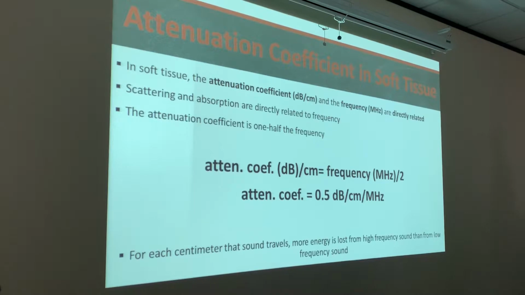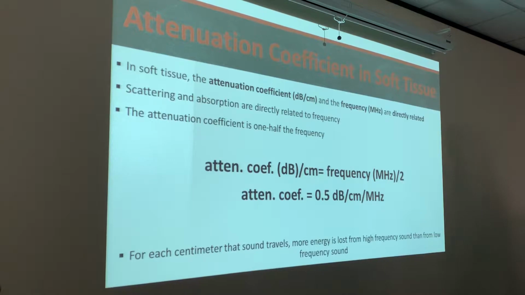So it has two different ways of explaining the formula. It means the same thing though. The attenuation coefficient is the frequency divided by 2, because the attenuation coefficient in soft tissue is 1/2 of the frequency. So if we're doing the thyroid with a 12 megahertz transducer, what is my attenuation coefficient in soft tissue? 6 what? 6 decibels per centimeter. We're using a 12 transducer.